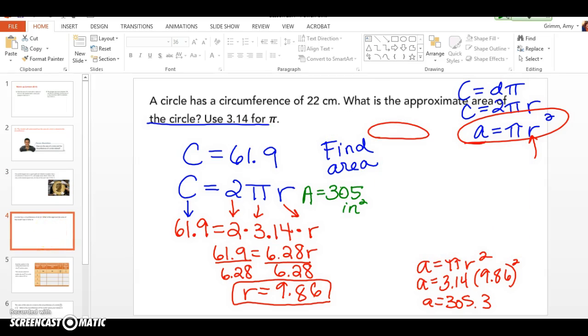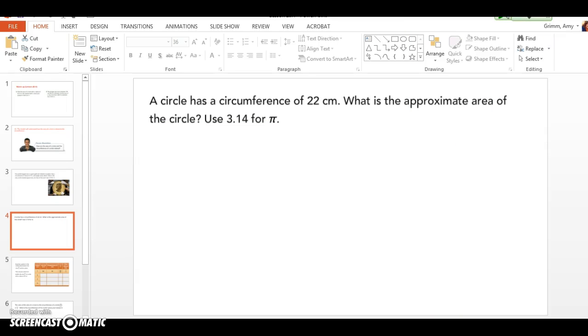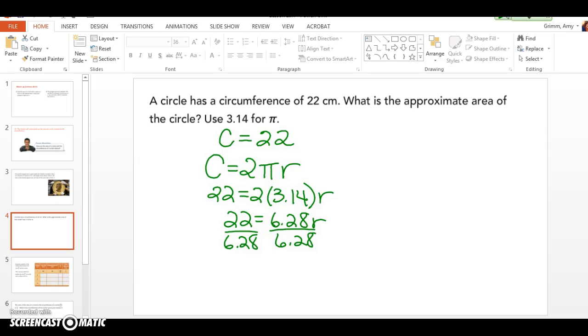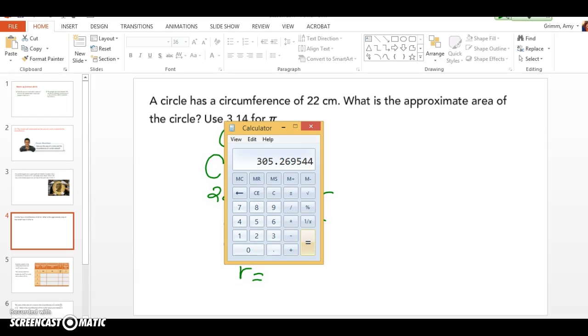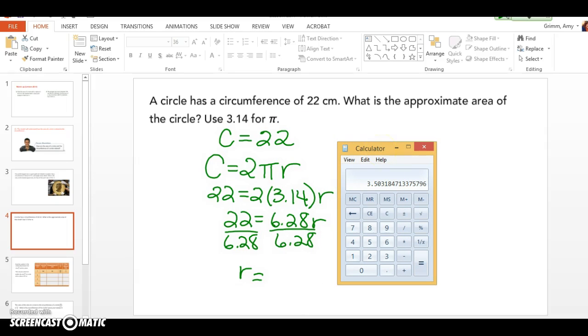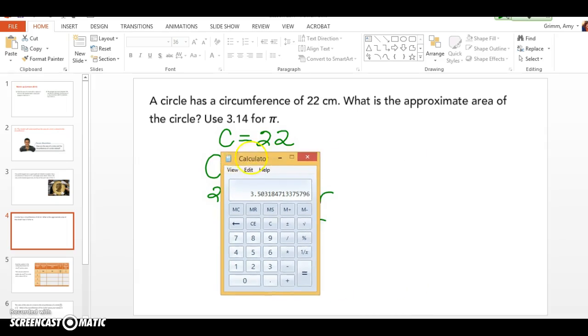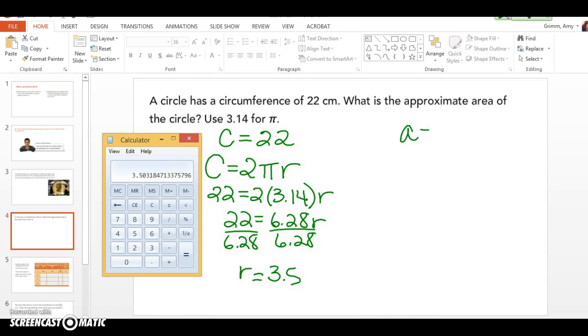All right, I'm going to let you guys try this one more on your own and see if we're really getting it or not. All right, so I went ahead and started this one. I've got my circumference. I need to find my radius so that I can find the area. So I wrote out my formula and I was ready to divide. So what is 22 times 6.28? Okay, so roughly 3.5 would work. So it was 3.503. So 3.5 is good. And now I'm going to plug that into my area formula. So area equals pi r squared. So my radius is 3.5. I'm going to square it and times it by pi.